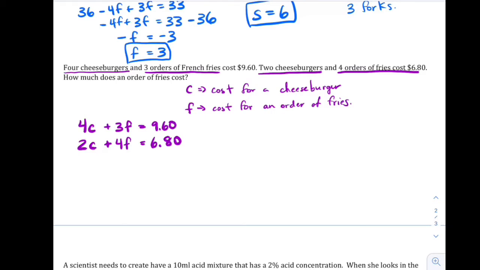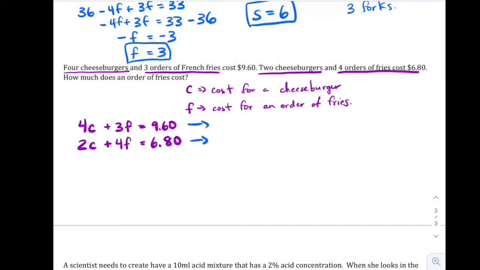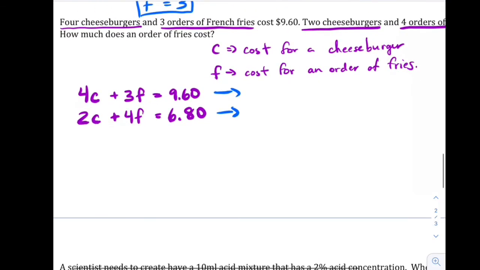We're going to look at this one and say, what method do you think is easiest in this case? You might say elimination is best because I have coefficients in front of each of my variables: 4, 2, 3, 4. It's not easy to isolate one of my variables, so I'm going to use elimination. So I'm going to create an equivalent linear system beside it. I'm going to choose to eliminate C because I can take the bottom equation and multiply it by 2. This one, I'm going to keep the same, multiply by 1.